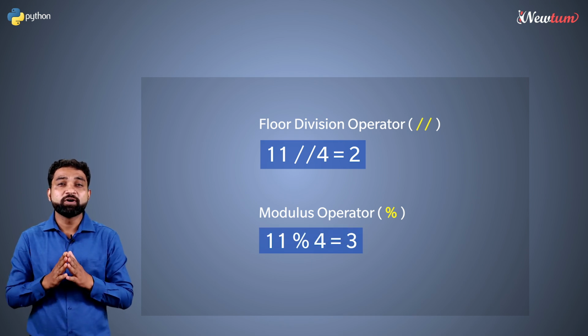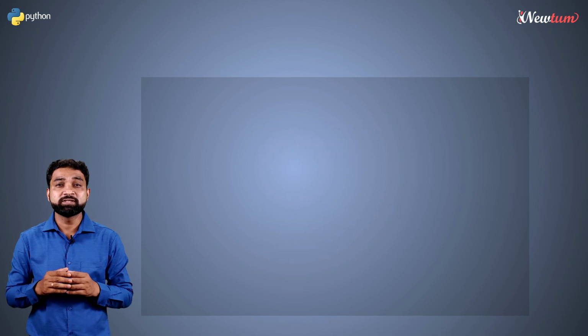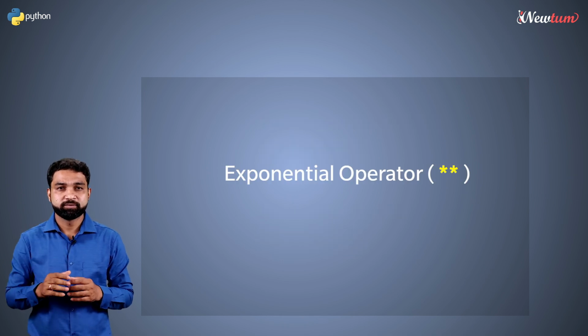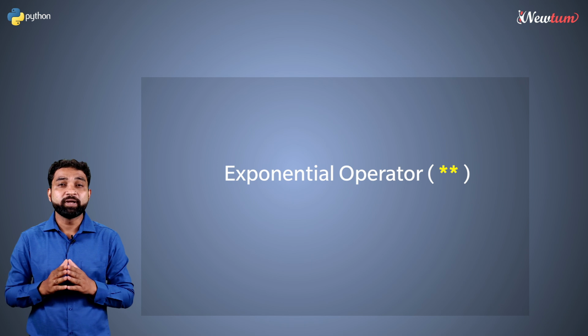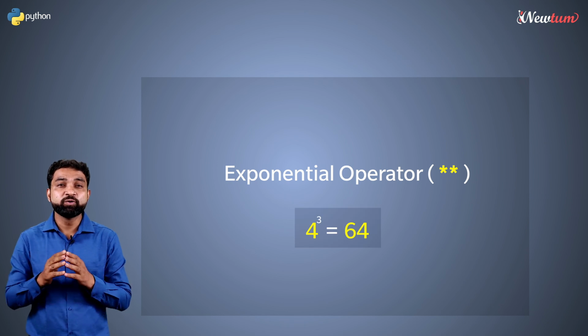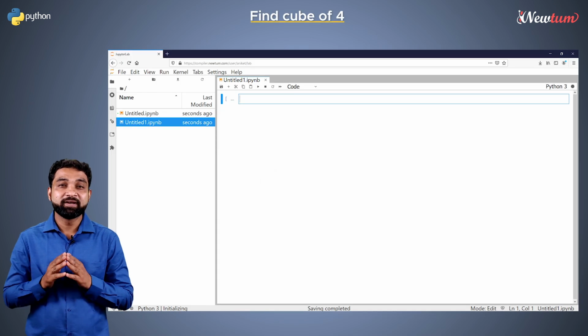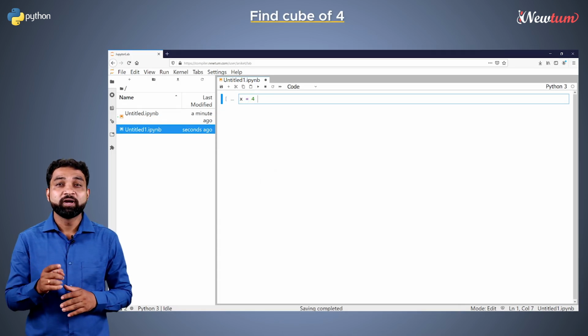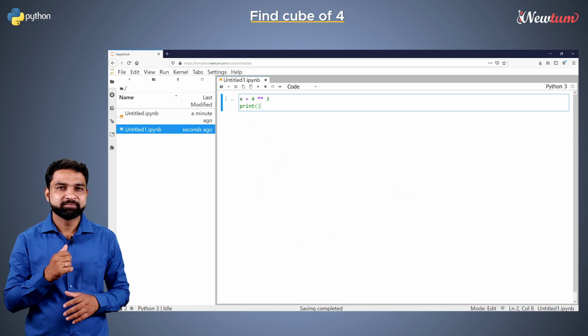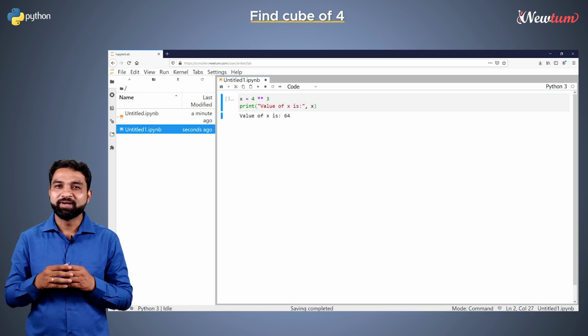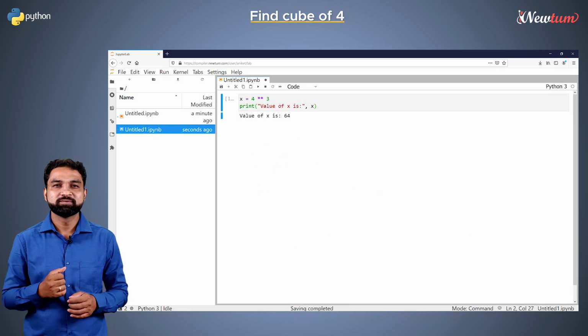Now, we will learn about one more operator that is called the exponential operator. Suppose we want to find 4 raised to 3. We will use an exponential operator. Let's write the code. Here we will write x equal to 4 asterisk asterisk 3. Run the code. Well, we got the right output.